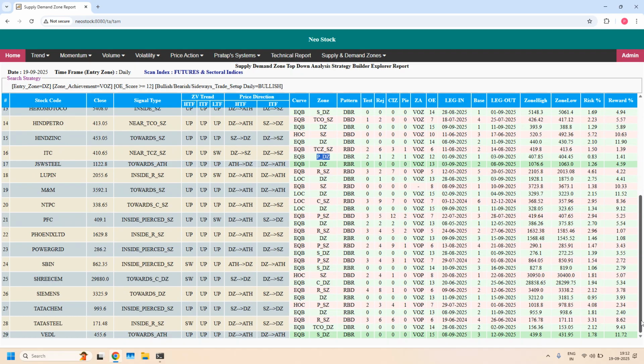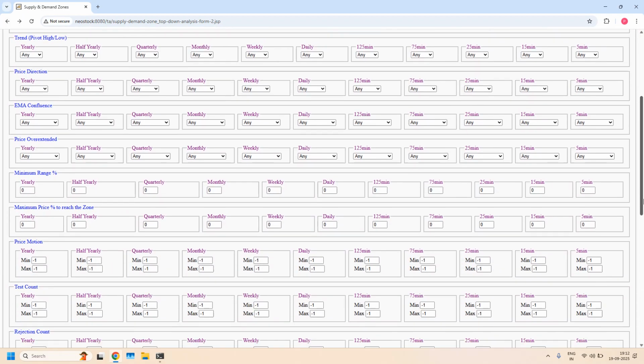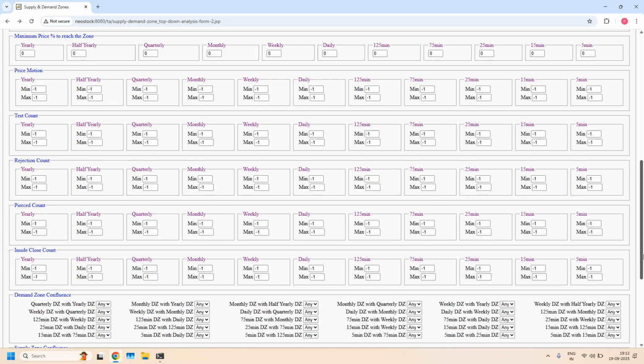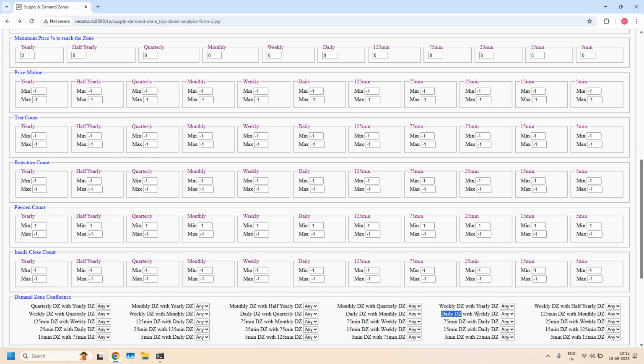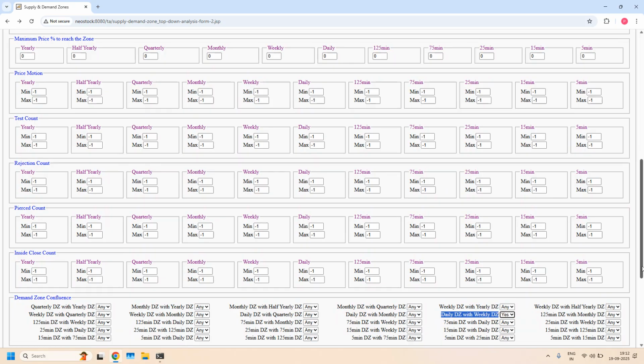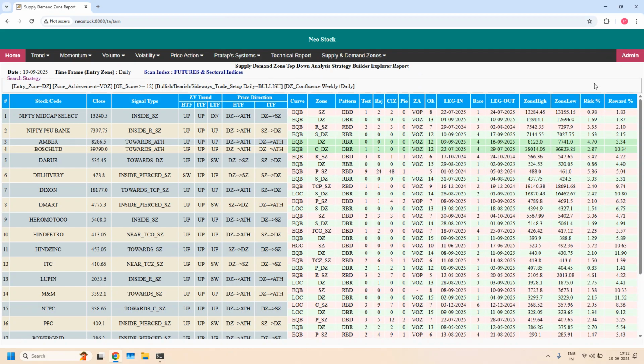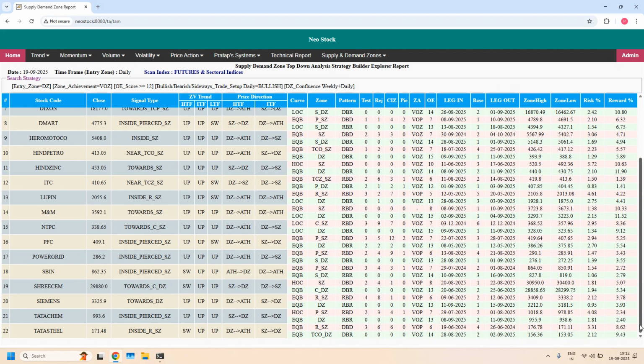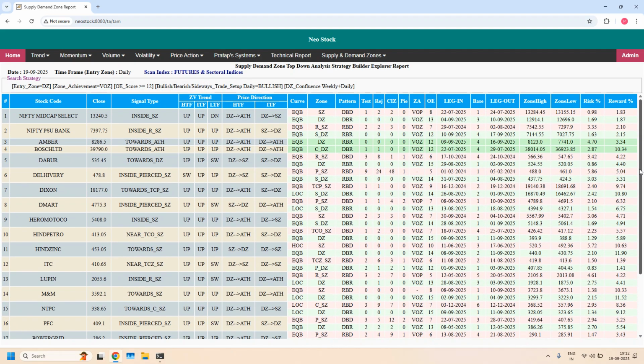First filter is LTF and ITF demand zone confluence. Let us apply on these 29 stocks. So I am going back, adding one more filter, demand zone confluence. Here I am selecting the filter daily and weekly demand zone confluence. That is LTF and ITF demand zone confluence. So we got out of 29, 22 stocks are filtered.